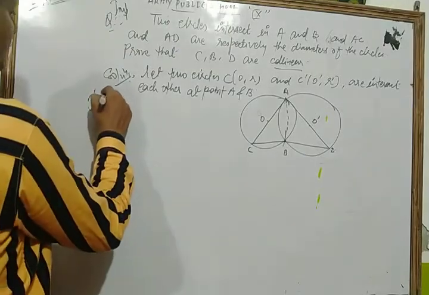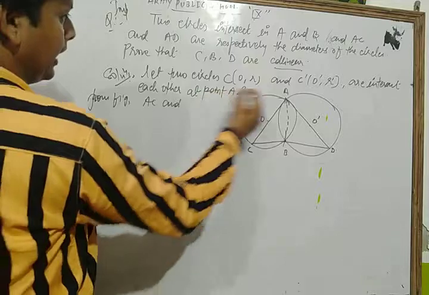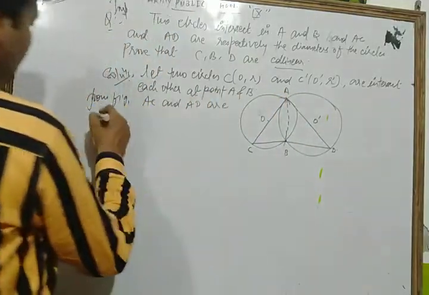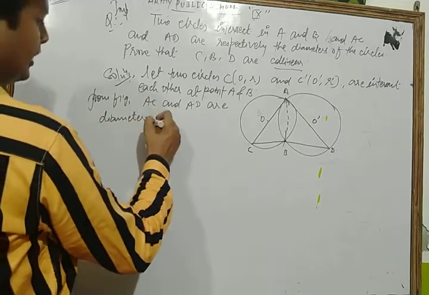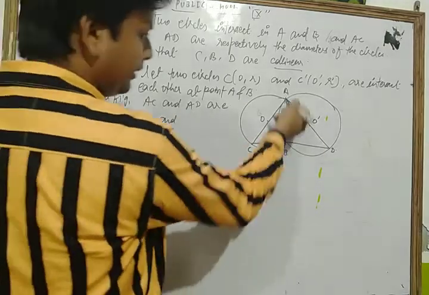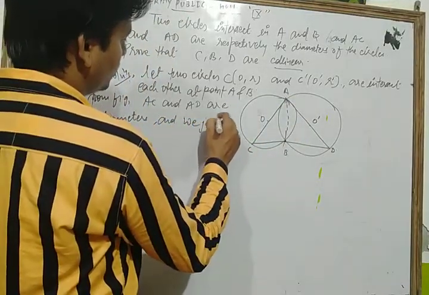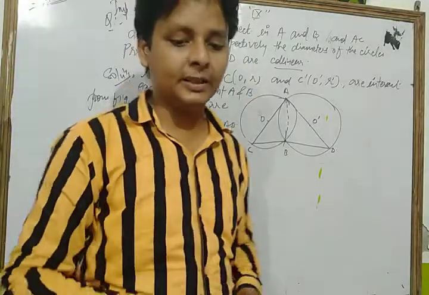Now dear student, from the figure, AC and AD are diameters. And generally we join AB. Okay, we join AB. Now let's see.